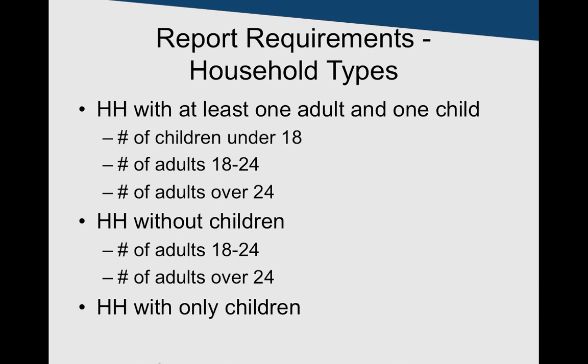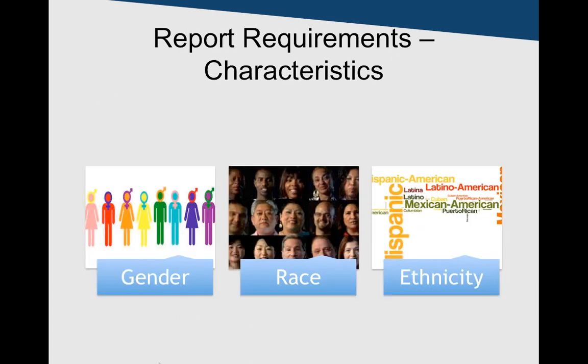Again this year, HUD is requiring CoCs to collect demographic characteristics of all sheltered or unsheltered persons experiencing homelessness, including household types. HUD has designated 3 different household types: households with at least 1 adult and 1 child, households without children, and households with only children. Additionally, within those household types, you must report on the number of persons and households for each.